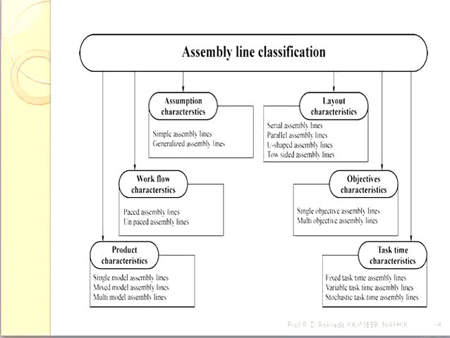Layout characteristic: series, parallel, U. Series means workflow from one workstation to another in a single line, maybe parallel, two lines. U means forward and reverse. Then objective characteristics, single and multi-objective, maybe having only assembly line, or multi-objective, assembly plus manufacturing, or manufacturing plus assembly. Then task time, maybe fixed, variable, and stochastic. So that depends upon the production system.